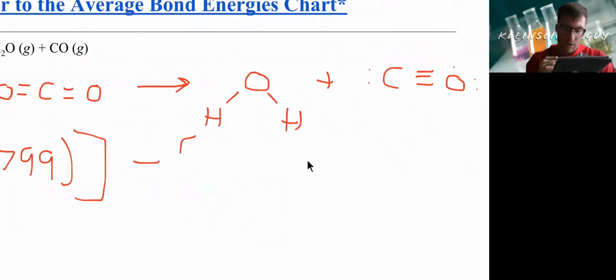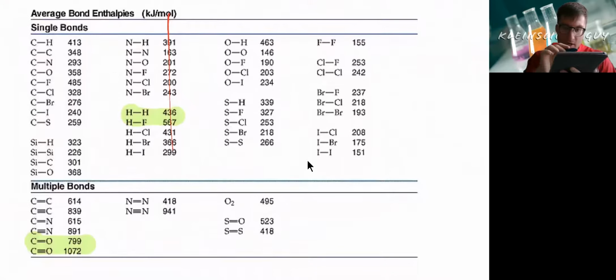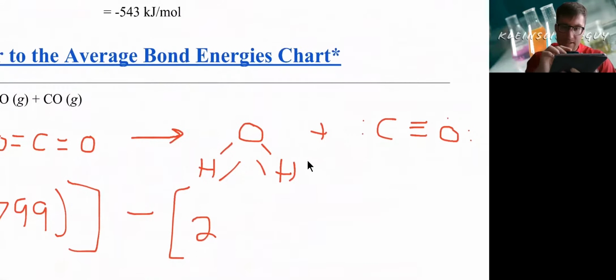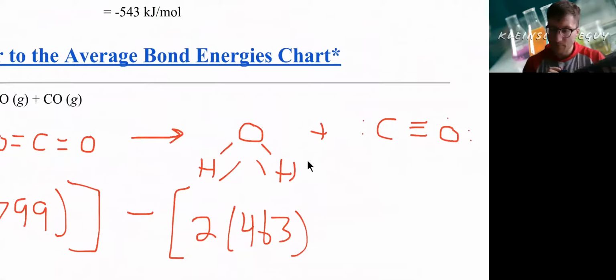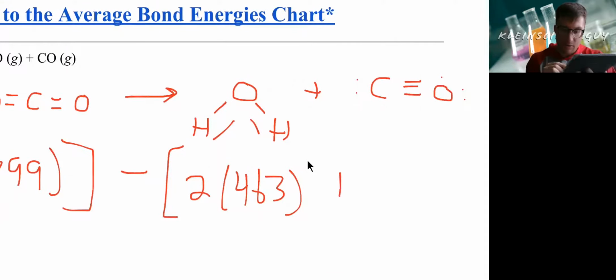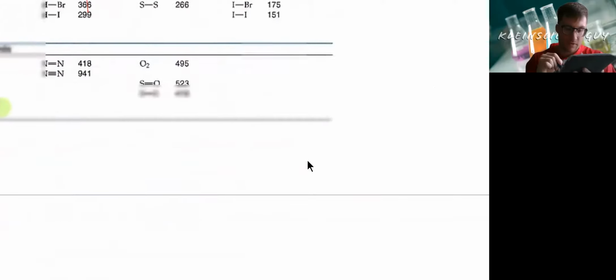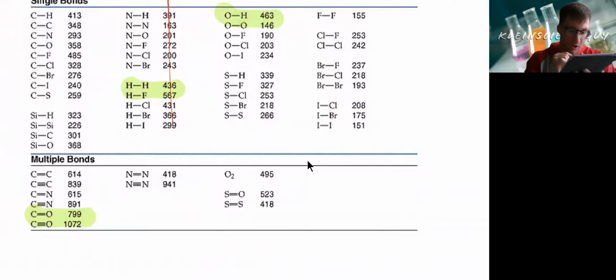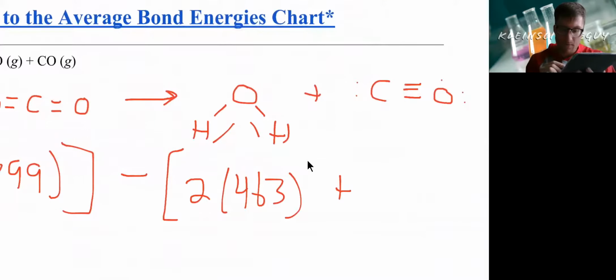So if I look at H2O, looks like I have 2 hydrogen to oxygen single bonds. So I'm going to write 2, and then I'm going to scroll down, and I'm going to see that a hydrogen to oxygen single bond has an energy of 463 kilojoules per mole. So I'm going to multiply that by 463. And then moving on, we just have a carbon triple bonded to an oxygen. So let's see what that is in the chart. Looks like a carbon triple bonded to an oxygen is 1072. So I'm going to go back up and write 1072.